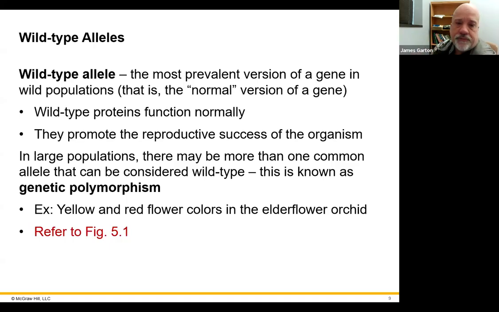So wild type allele is the most common version of an allele in a population. And usually we say wild type alleles make normal proteins, and they are there to further the reproductive success of the organism. In populations that are big enough, there might be more than one common allele. And this is just polymorphism.